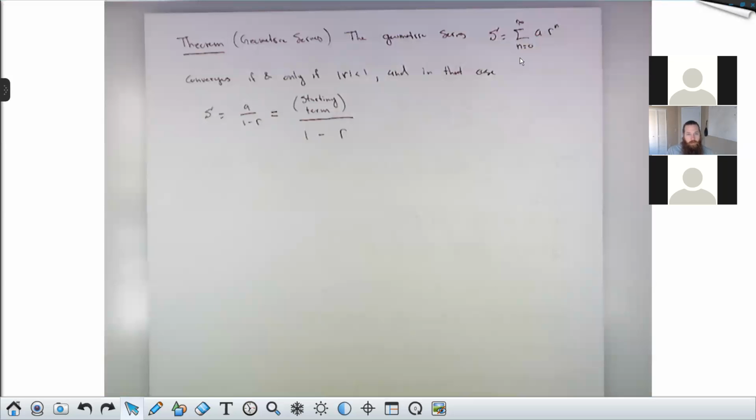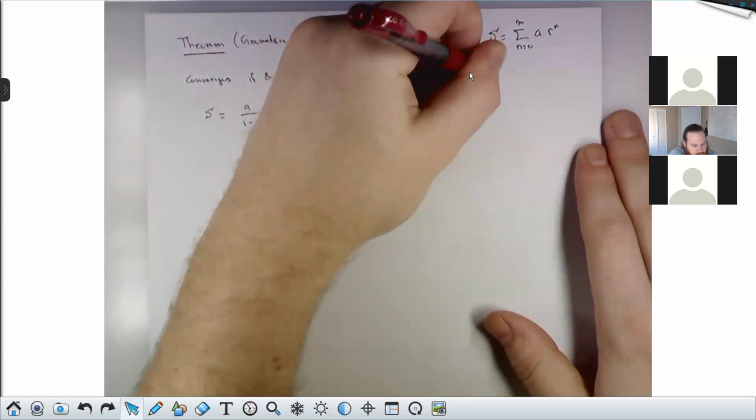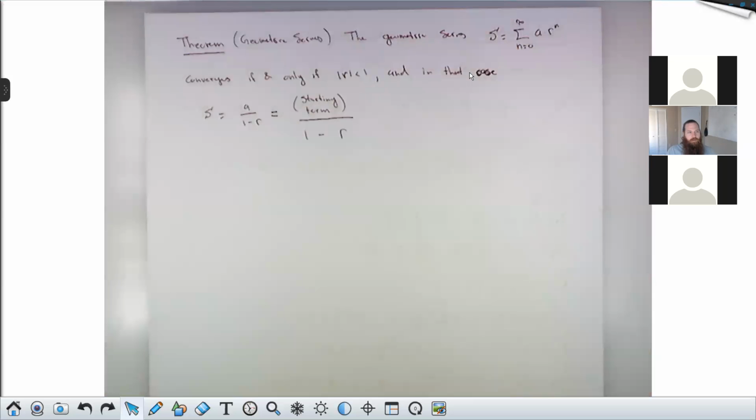And this formula is only useful if you know the series converges. That is, if you have first checked that the absolute value of r is less than 1. In that case. Yeah, Rakib, it's case, C-A-S-E.